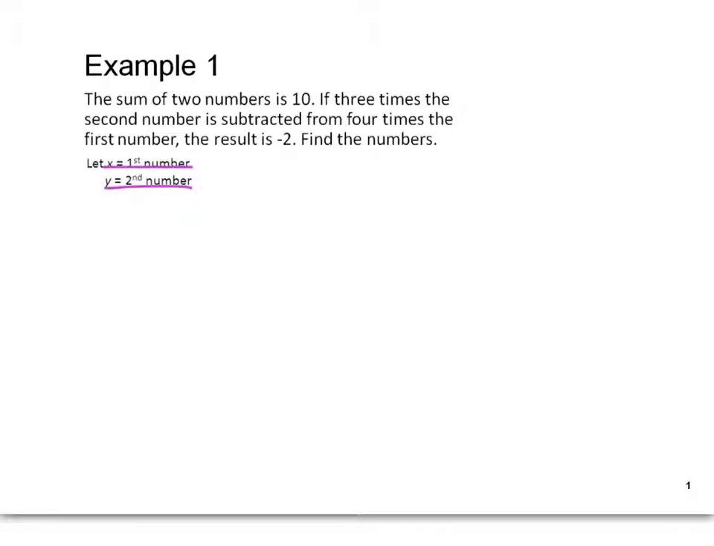So the sum of the two numbers is 10, and we know that sum means addition, so we're going to have x plus y equals 10 for our first equation. The second equation is usually a little tougher to find. It says if 3 times the second number, well, 3 times the second number is 3 times y, because y is our second number. It says is subtracted from 4 times the first number, and so that would be 4x. The result is negative 2.